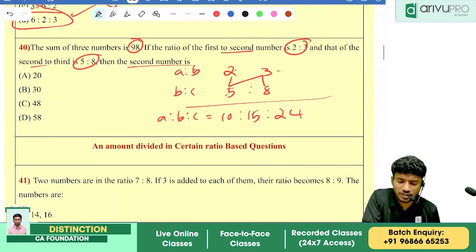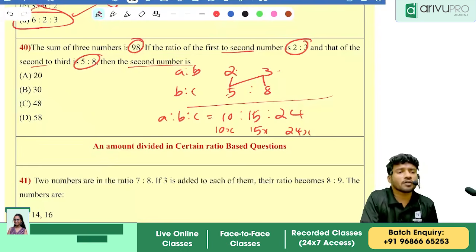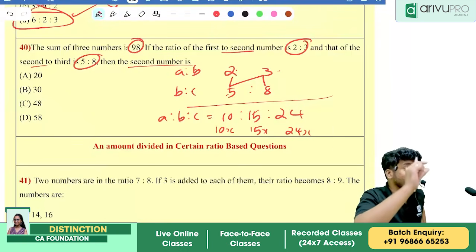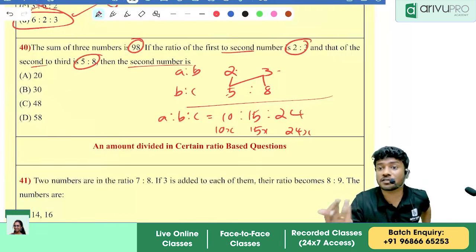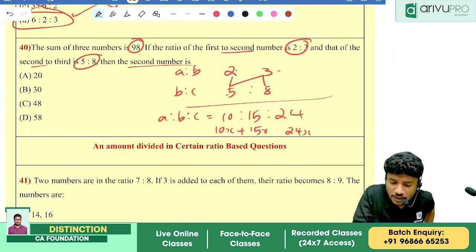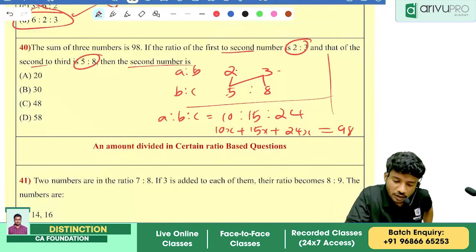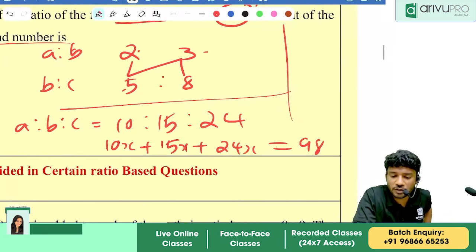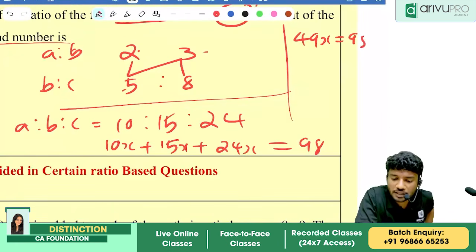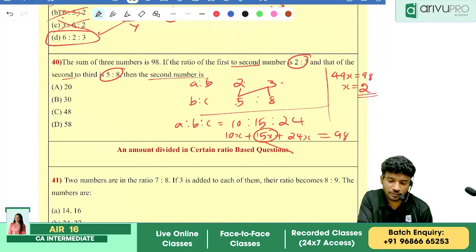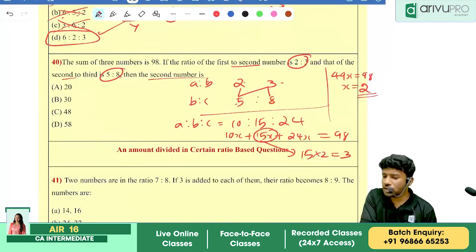So the first number is nothing but 10x. Second number is 15x. Third number is 24x. Why am I putting x? From 6th standard we are putting x, right? Because we need to find the common factor. If you know the common factor, we can find all the numbers. If I add all these numbers, I should get how much? 98. That means 10x plus 15x plus 24x is equal to 98. 49x is equal to 98. X is equal to how much? 2. X is equal to 2 means the second number is 15 into 2, which is equal to 30.